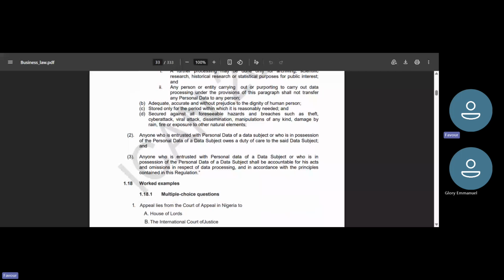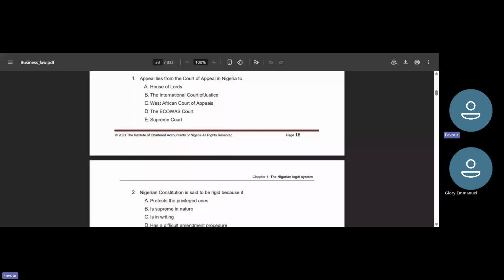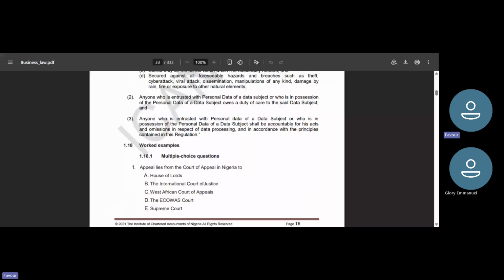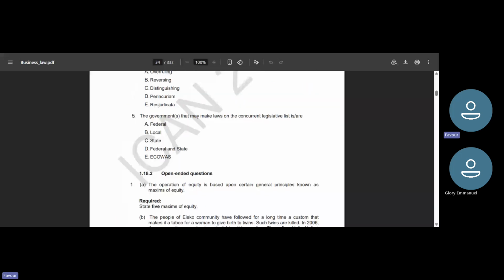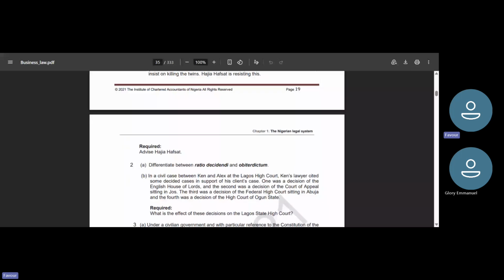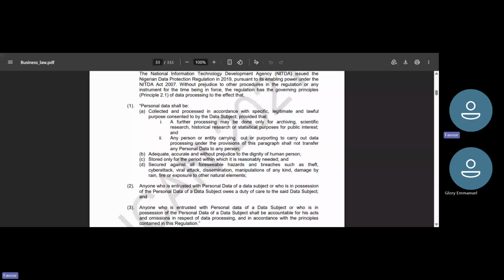So that is the length and breadth of the class today. I don't know if there's any question. There are some multiple choice questions under this and open-ended questions. So I'm going to send to the class so that you can go through it, try to answer them, and of course, make use of your packs and pathfinders to be able to get maximum return.